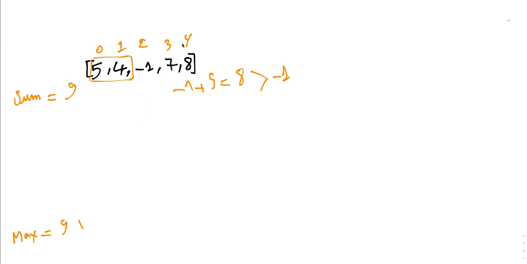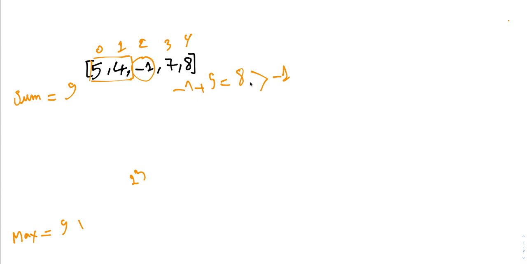But here, 15 is not the max. The actual max is 23, because we could have taken this negative value and continued our way. Okay, so that's why taking just positive values won't work.